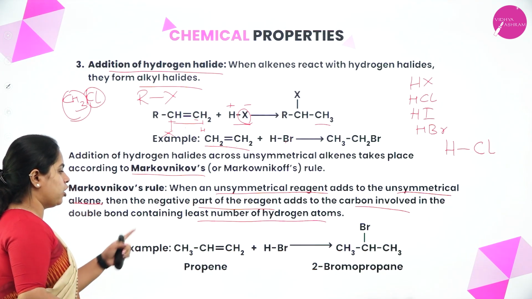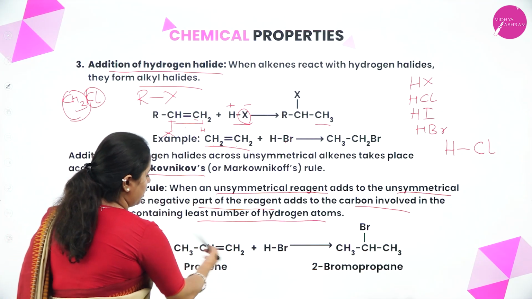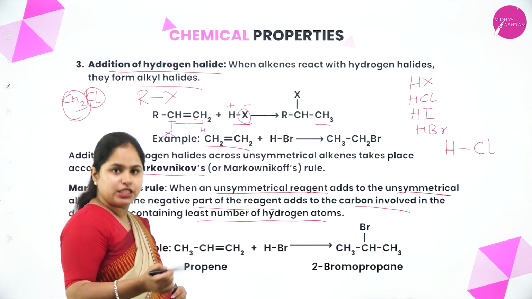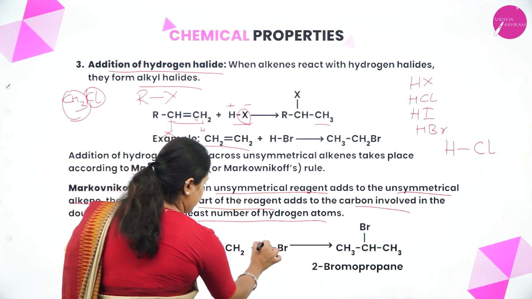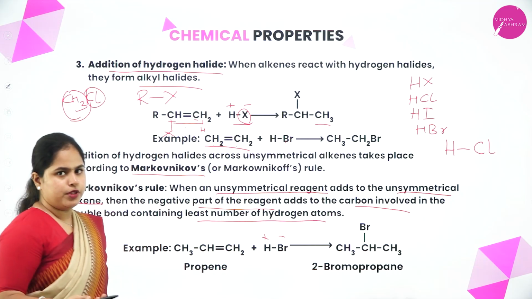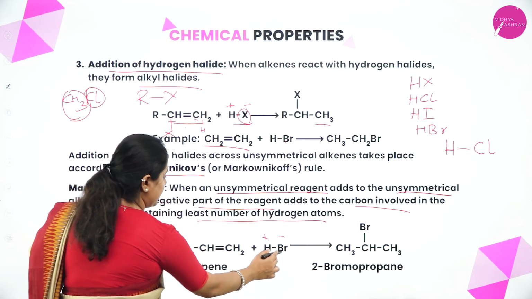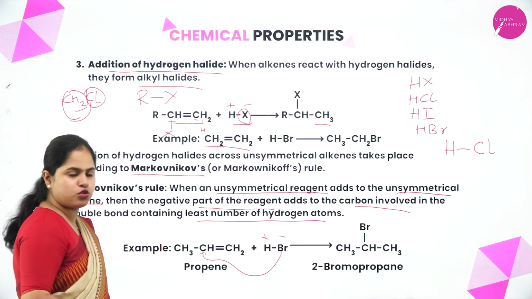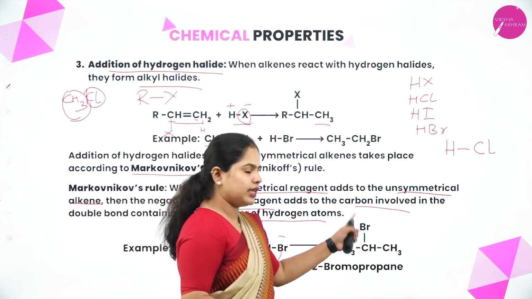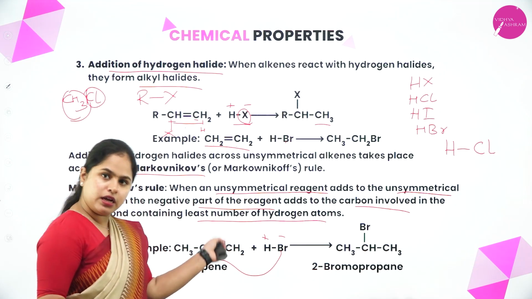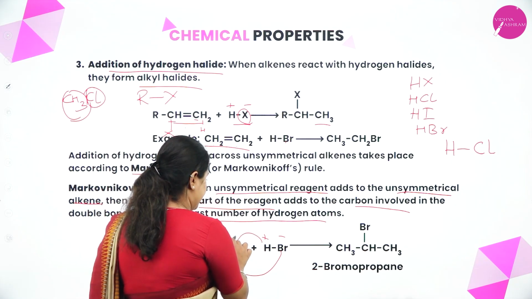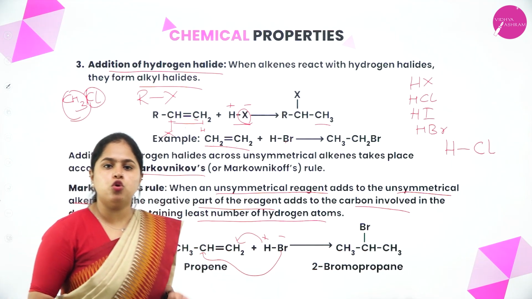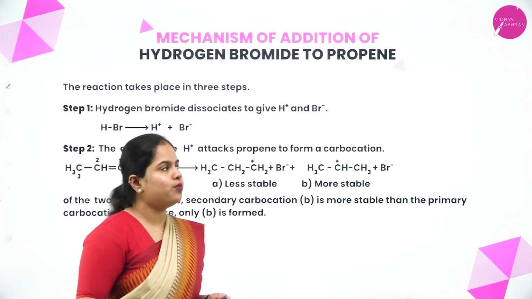One more example, let's take propene, CH3 CH double bond CH2, to which we are adding HBr. So what happens? H is partial positive, bromine is partial negative, right? The bromine will get attached to the carbon atom having lesser number of hydrogen atoms, which is this one. So you'll get CH3 CHBr, and the CH2 will become CH3. The hydrogen will get attached here. Okay, so I hope the rule and the reaction are clear for you.